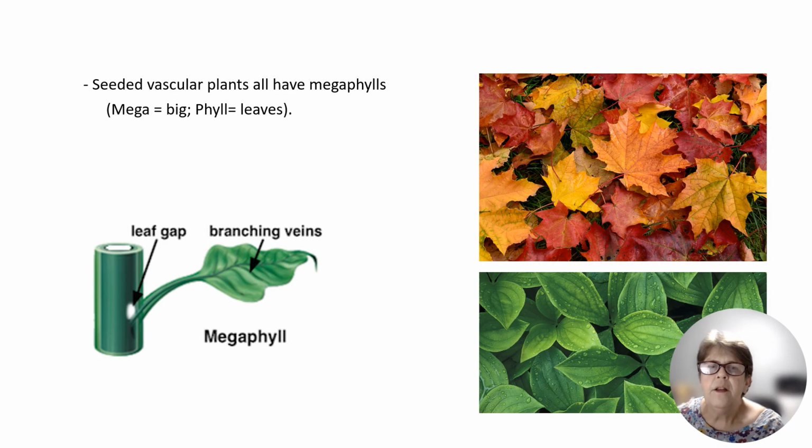Seeded vascular plants all have megaphylls, all of them. And again, mega is big and phyll is leaf. And you can see they have branching veins or vascular tissue. Some have parallel veins, but they're big leaves compared to some of the little tiny leaves we saw before, the microphylls.